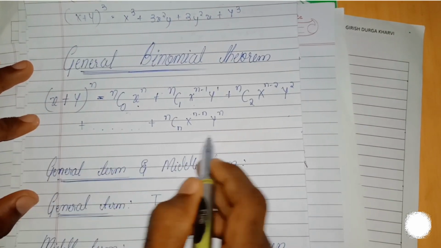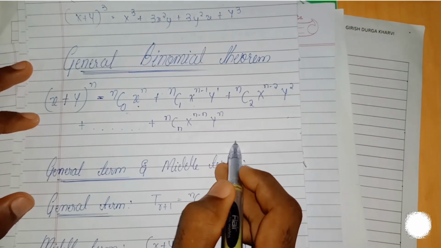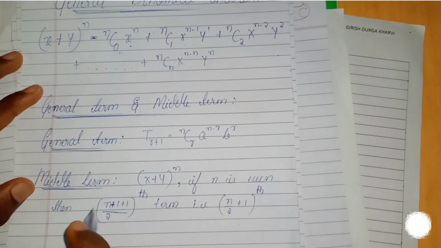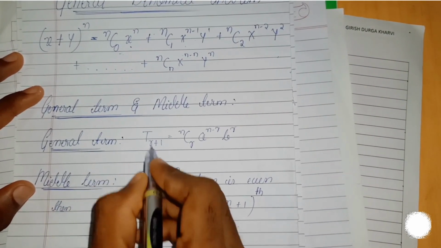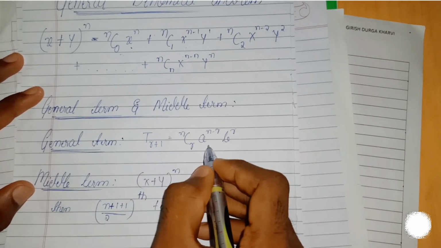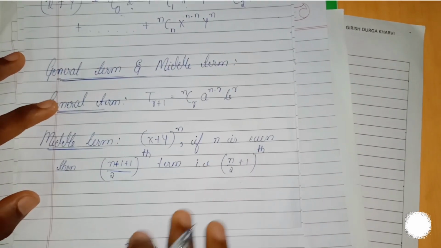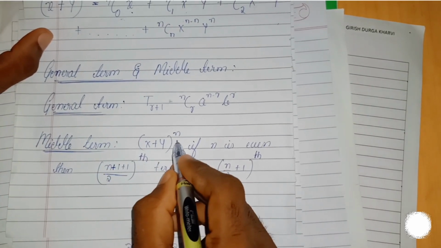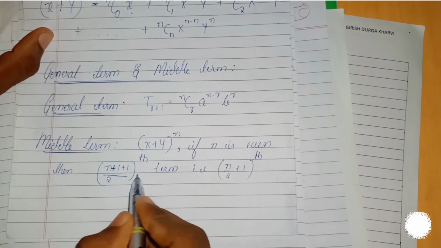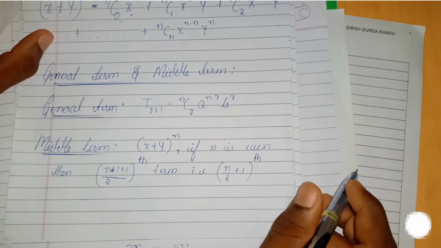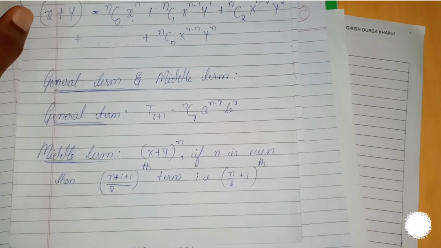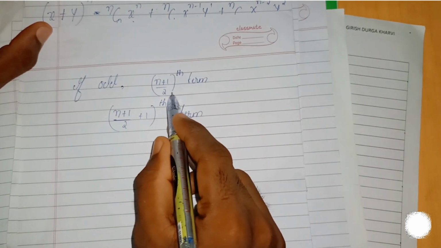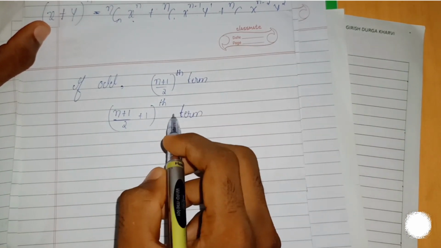Lastly, this is the general term which Pascal has given in the binomial theorem. If we continue with the concepts, we get the general term T r plus 1 is equal to nCr a to the power n minus r b to the power r. And again the middle term: if the identity power n is even, we have a single middle term, that is the n by 2 plus 1th term. If the identity has an odd power, we have two middle terms, that is the n plus 1 by 2th term and the n plus 1 by 2 plus 1th term.